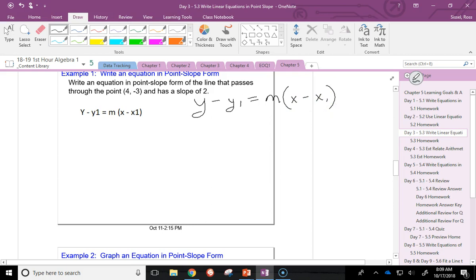Okay, so now we're going to input things we know. I know my y1 is negative 3. So if I was to write this again, I'd say y minus negative 3, which is going to end up changing to y plus 3, equals, do we know our slope? Our slope is 2. So I'm going to go 2.